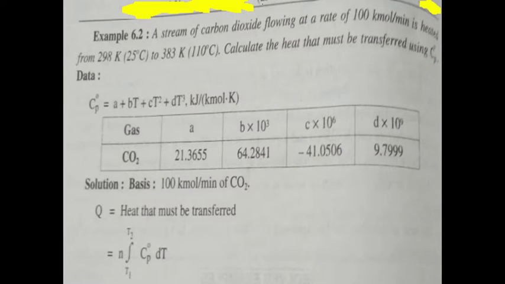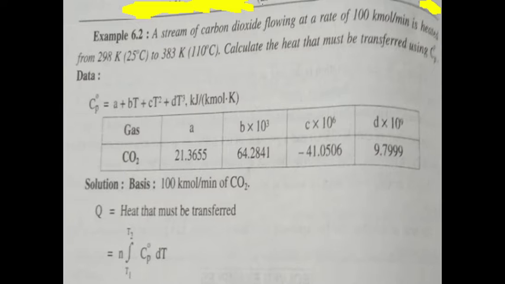After collecting the data, you should make a table. Cp0 is equal to A plus Bt plus Ct square plus Dt cube. Unit of Cp0 is kilojoule per kilomole Kelvin. Are you clear or not? Okay. So, here given component carbon dioxide, A, B, C, D values are collected from table 1. Are you clear or not?